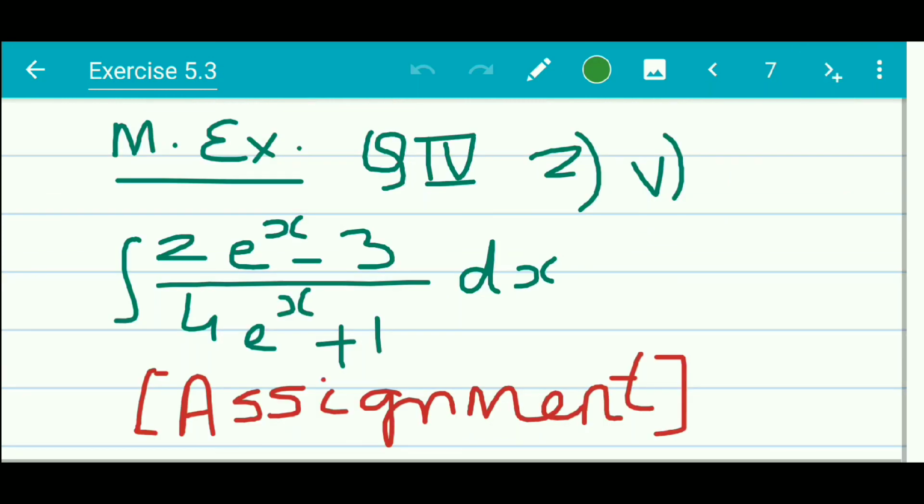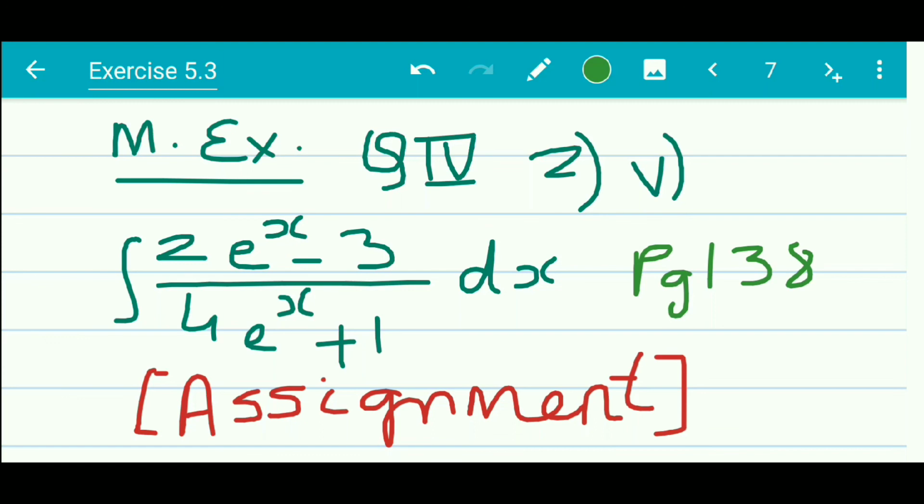Now, one more sum I have given you as assignment. This has been taken from miscellaneous exercise 4, question 4, the second question, 5th sum from there. So you can try it out as assignment. It comes on page number 138. So page 138, this sum is there. You can try it out and check your answer, whether you're getting it properly or not. If any difficulty, you can always contact me. Now with this, we complete exercise 5.3.